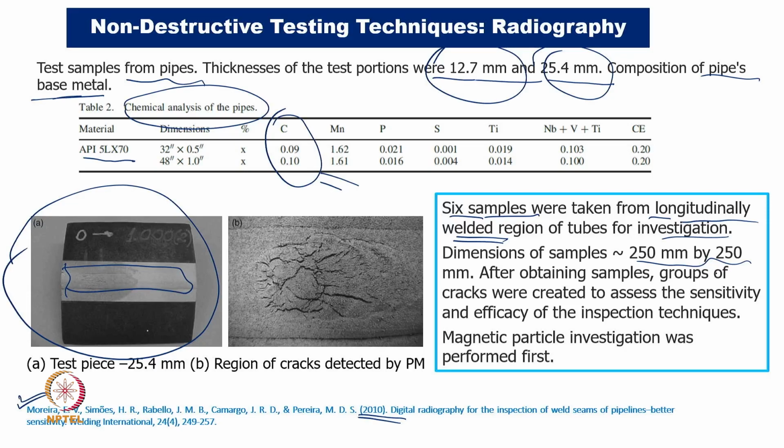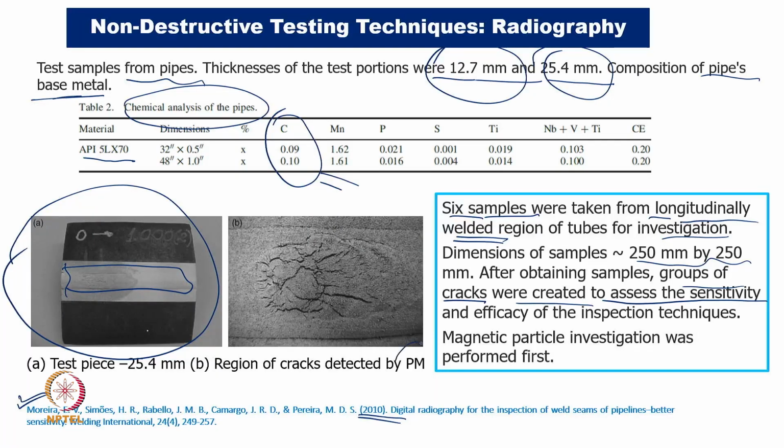And then after obtaining the samples, they created some intentional cracks on the surface, so that we can do a testing comparison. It is a steel pipe. So in this situation they wanted to go ahead with magnetic particle, conventional radiography, and digital radiography, so the overall comparison can be made.